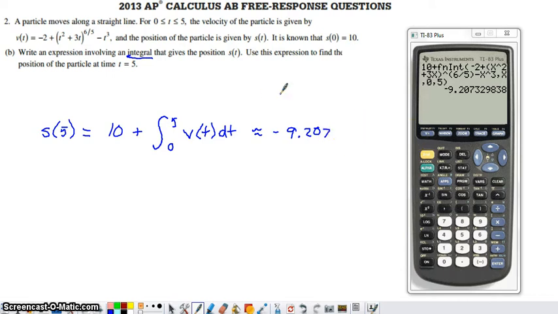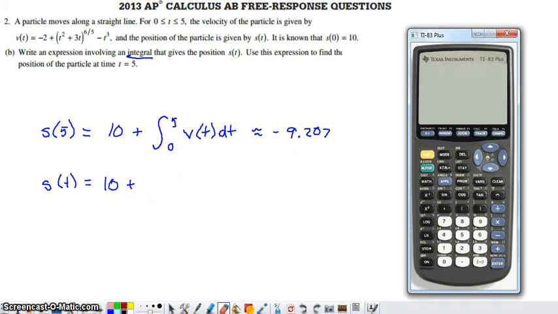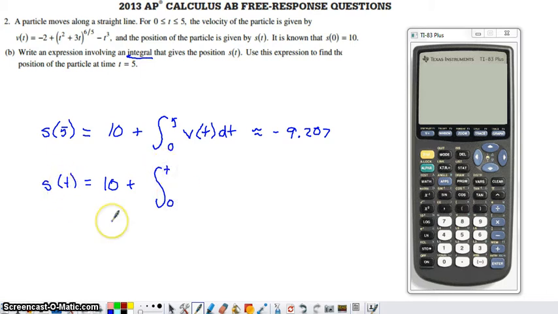What would our formula be for the position at any time t? So our formula for s of t? Well, it's really going to be what we have right here, but with a little manipulation with the variable that's in this integral. So we're going to take 10 plus the integral from 0 up to t, the independent variable within this position function.